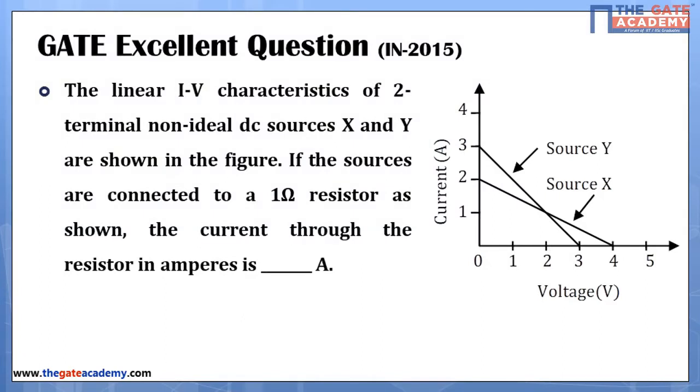You can see that they have provided one graph and one figure beside it. In this question, they are saying that two voltage sources are present in the circuit, X and Y, with one series resistor of 1 ohm, and the IV characteristic of those sources is provided in the graph.